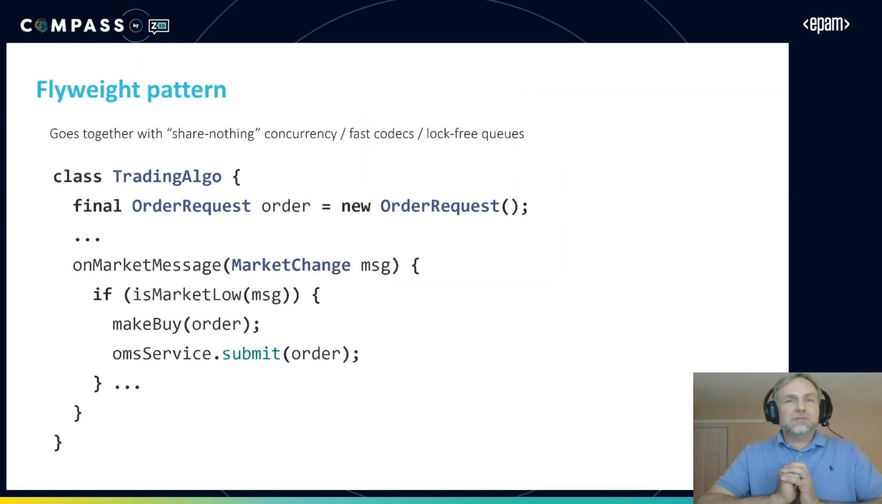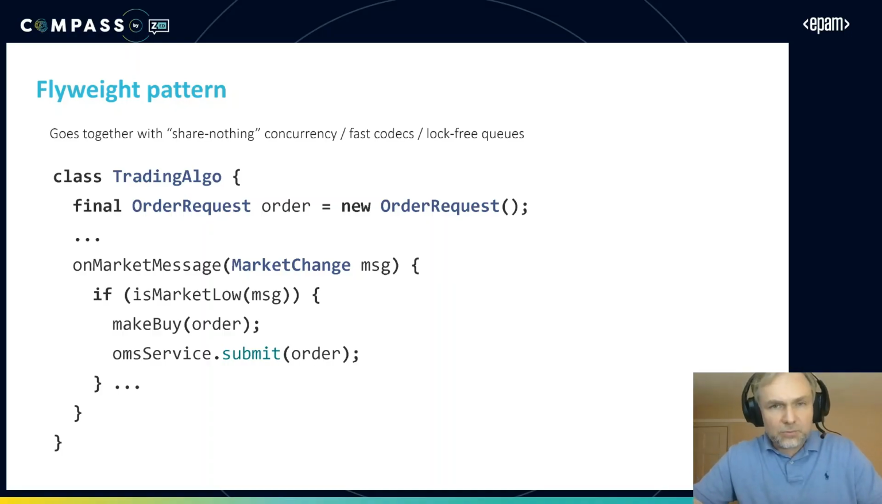And this is another frequently used pattern, flyweight. There are two places in this code snippet where this pattern is hiding: message producer and message consumer. This naive code simply places a buy order if the market is low. So we have a market data consumer with a callback that notifies trading algorithms that something changed on the market. This market change interface is, in this case, a flyweight.